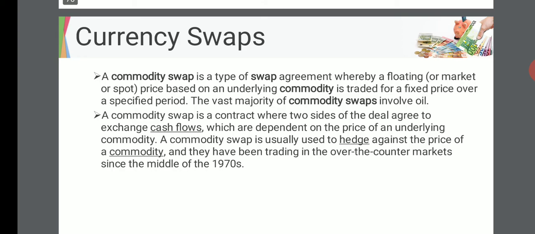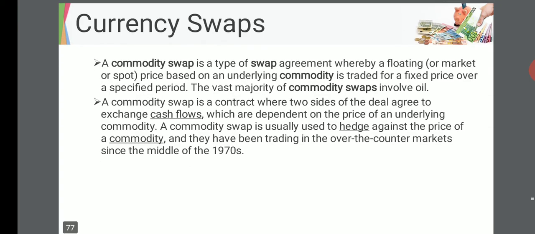Now, a commodity swap is a type of swap agreement whereby a floating, or market or spot, price based on an underlying commodity is traded for a fixed price over a specified period. A vast majority of swaps involve oil.